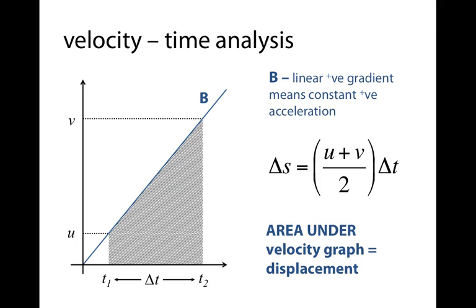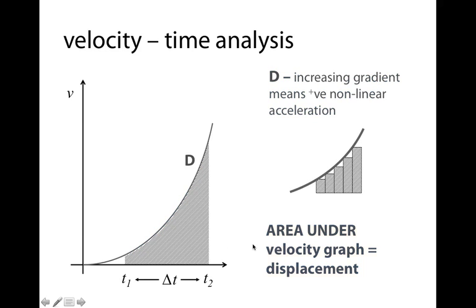Still not too difficult if it's a linear or constant acceleration. Notice the terminology here, u and v and the delta t. And there's the equation just to demonstrate. So that basically says that the change in displacement is the average velocity multiplied by time taken. So mathematically, this shape here is equal to the average velocity, I guess somewhere around there, times the time taken. And it works also with a curve graph.